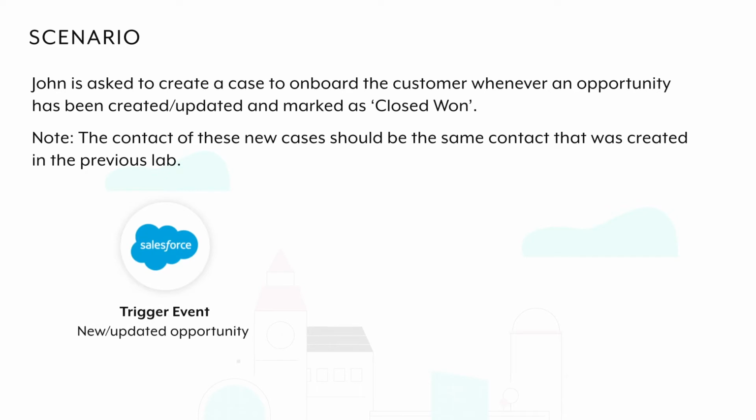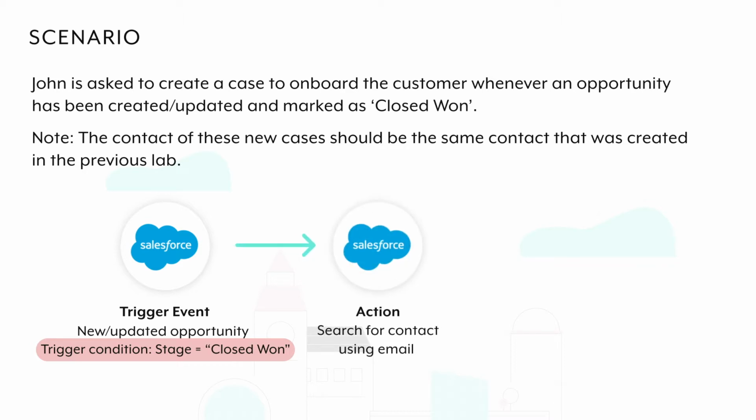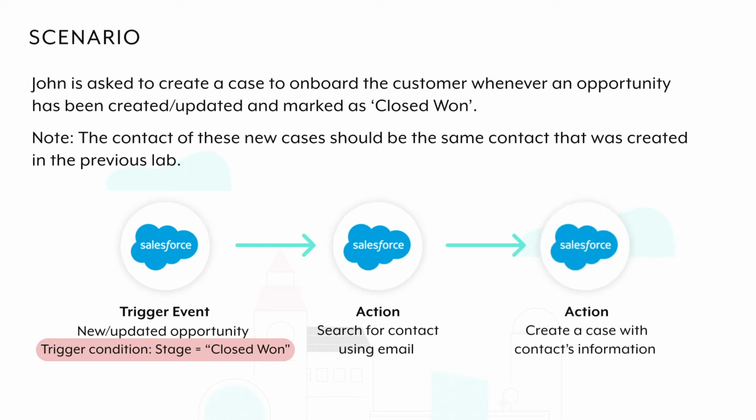First, to filter for new or updated opportunities that are successfully closed, John can specify the trigger condition as opportunities whose stage are marked as closed won. Next, to tag these new cases to the contact created by him, he can first search for contact using a unique field such as email before creating a case using the data returned from the contact and opportunity.